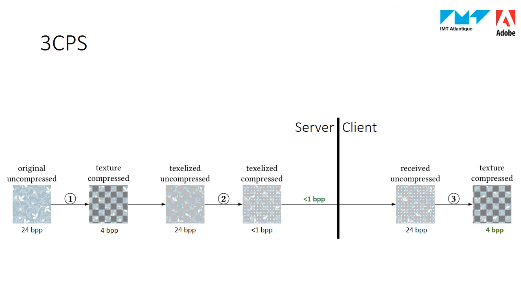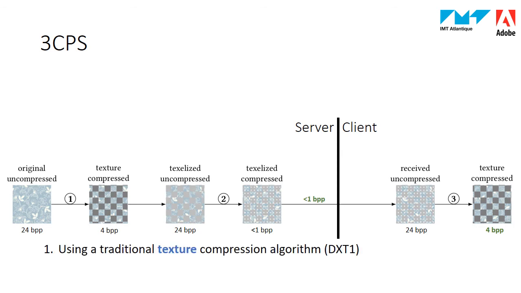We apply here a first pass with a texture compression algorithm. In this paper, we have focused on DXT1, which is the most basic and most used texture compression algorithm. Immediately after, we decompress the image. The main point here is that we obtain a texelized version of the image.